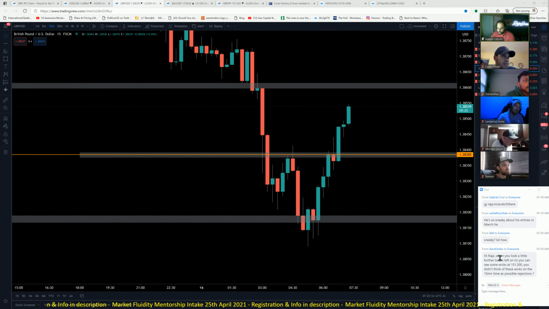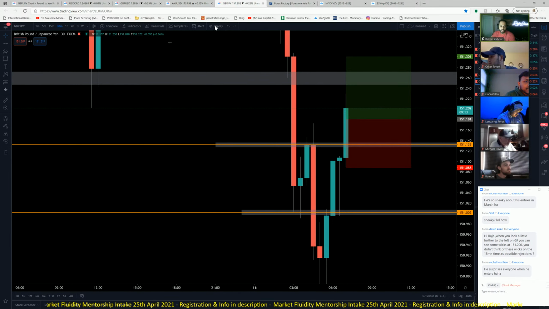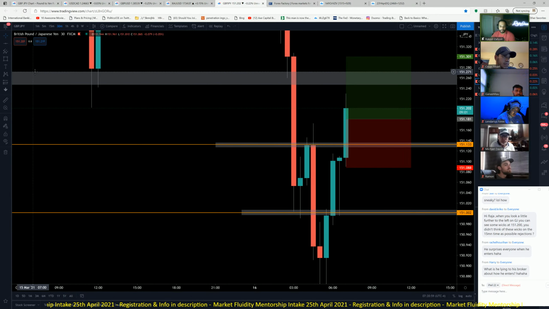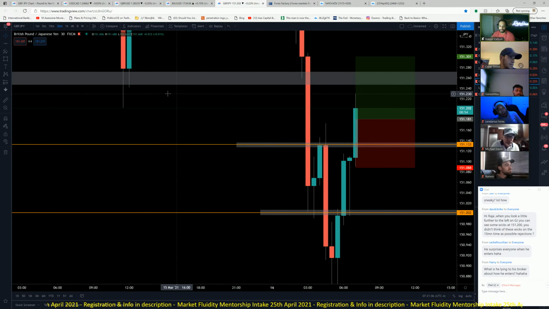All right. When you look a little further to the left on GJ, you can see some wicks at 151,200. You didn't think of these wicks on the 15-minute time as possible rejections. Yes, I'm being very cautious about this area to the left-hand side, which is why I want price to continue moving up towards 151,260, 280, that area right over there. So I see these wicks here. I see these wicks right over here too, so that's why I'm being very, very cautious about this area here.